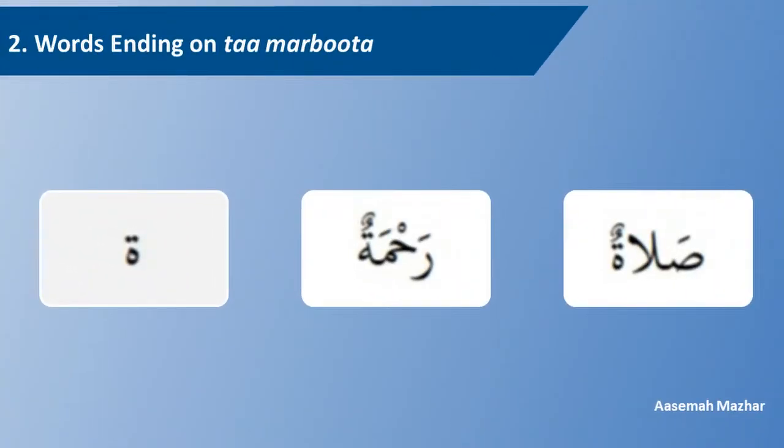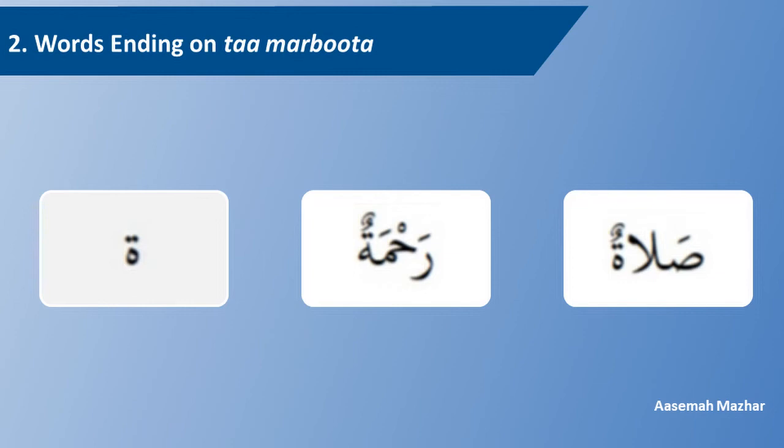Words ending on ta marbuta. What is ta marbuta? It's actually a round ta with two dots on top of it. So let's look into the example. Rahmatun, salatun. So most of the words that end on ta marbuta are considered feminine. Rahmatun will be considered feminine. Salatun will be considered feminine.